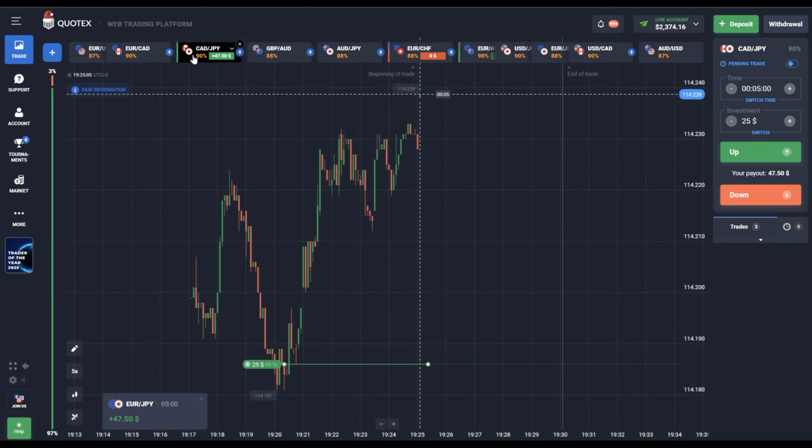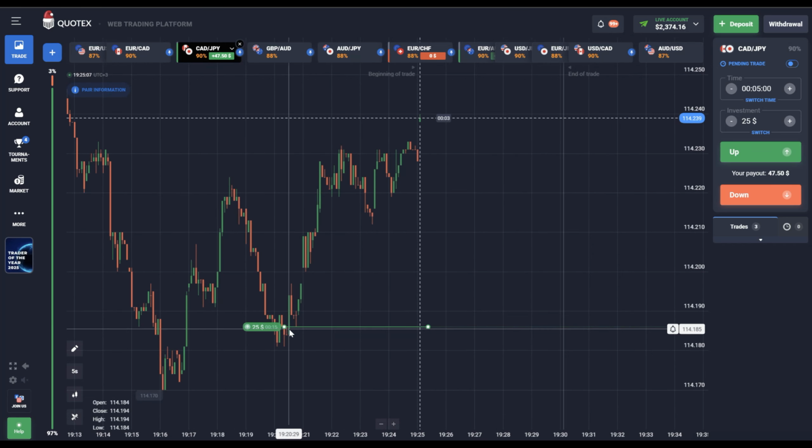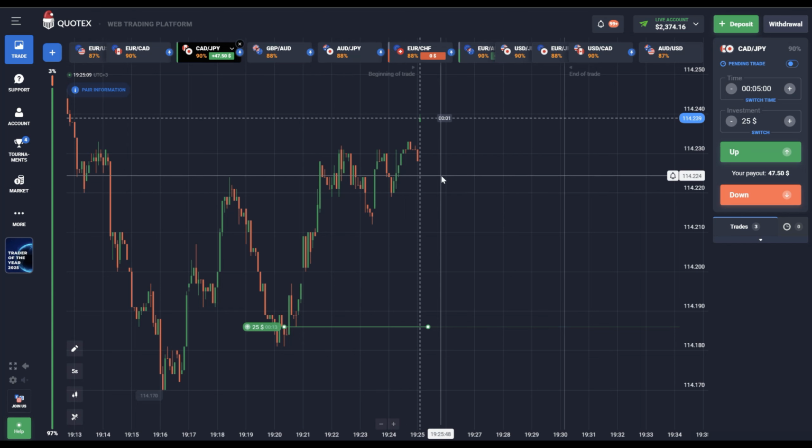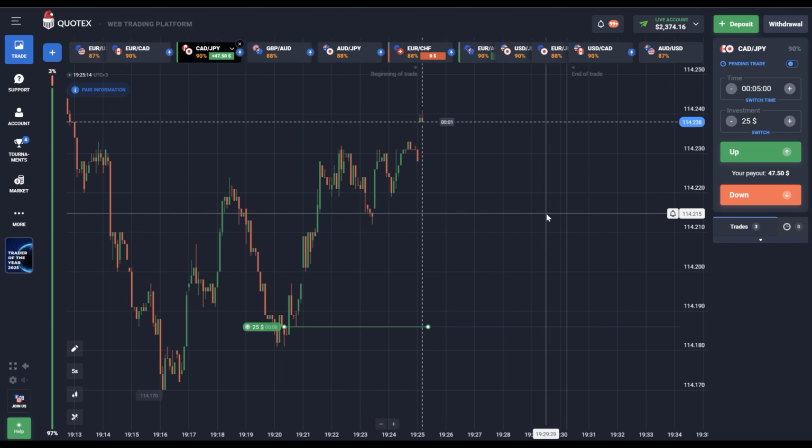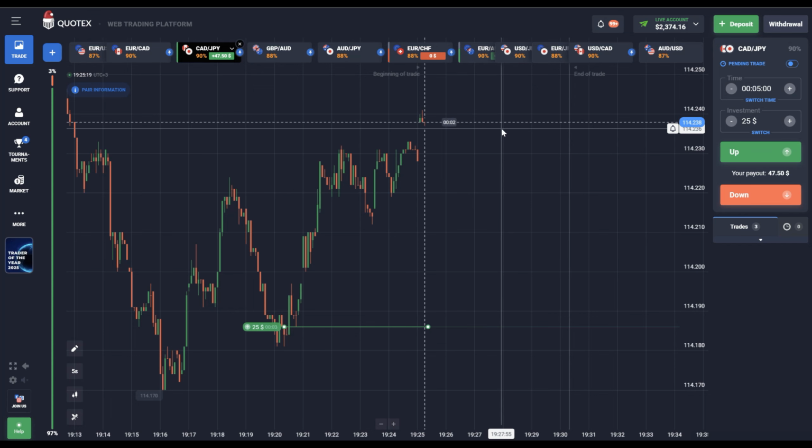Canadian dollar, Japanese yen, which will also be closing in about 15 seconds. And here too, there is a confident price increase, so in any case, this trading session is in the positive for me. I've already made a profit, now it's just a matter of seeing how big the profit will be.